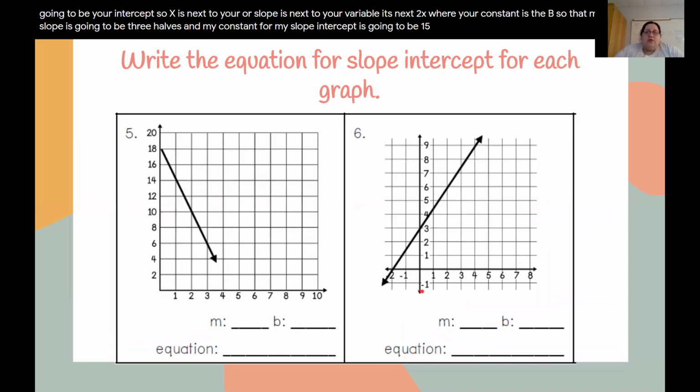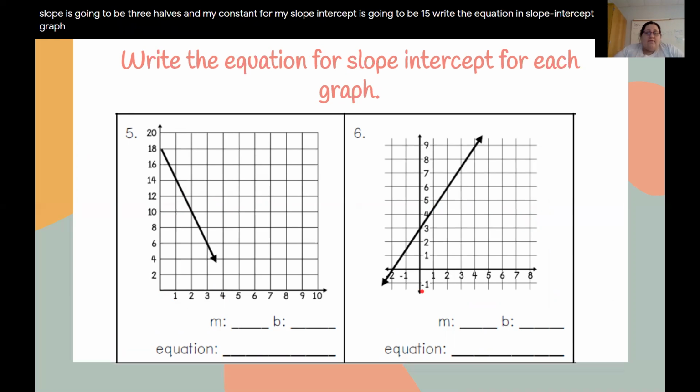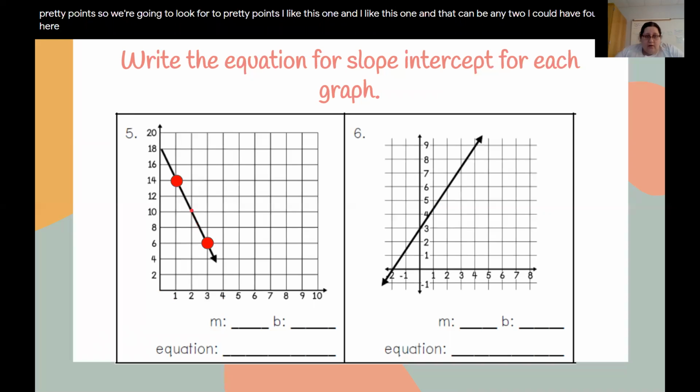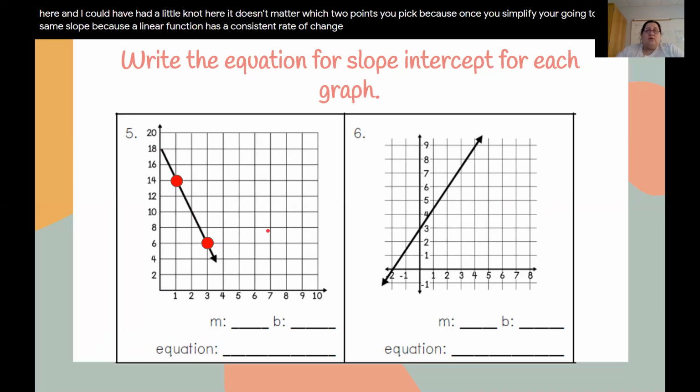So now we're going to write the equation in slope intercept form for each graph. So we have to find the slope, we have to find our intercept, and we have to write the equation. So of course, to find slope, we need 2 pretty points. So we're going to look for 2 pretty points. I like this one, and I like this one. And they could be any 2. I could have found one right here, and I could have found one right here. It doesn't matter which 2 points you pick, because once you simplify, you're going to get the exact same slope, because a linear function has a consistent rate of change. So the rate of change between any points will be the same.